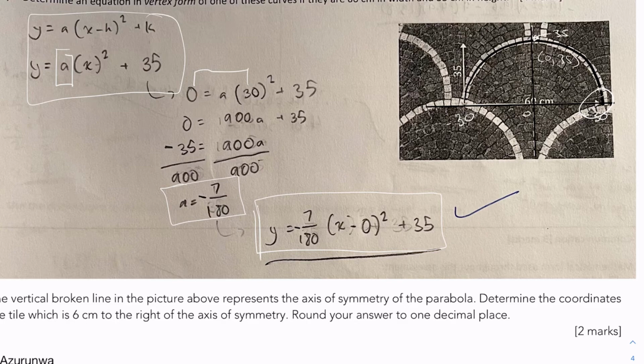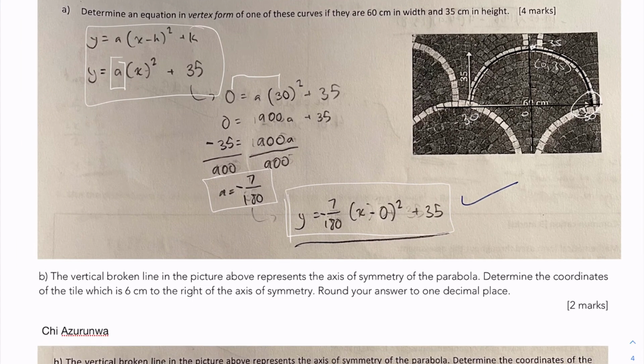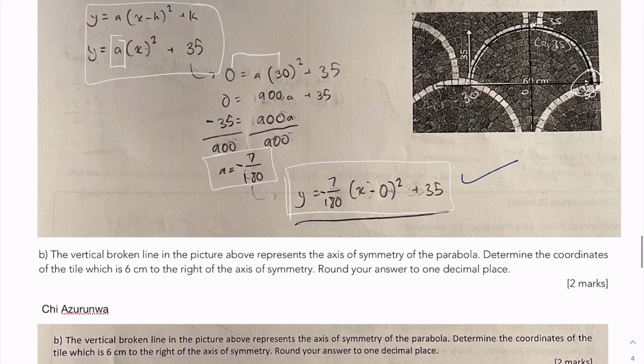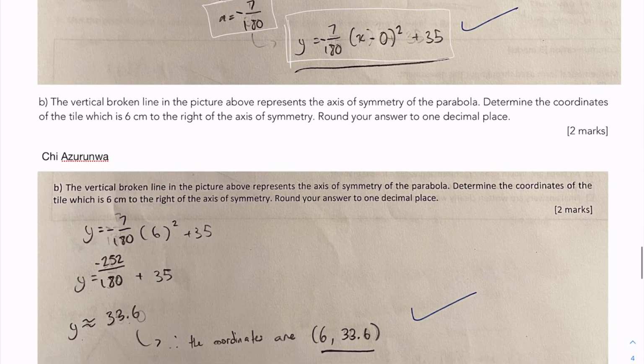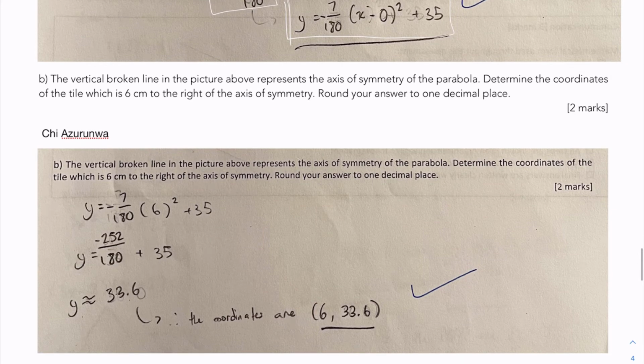That's fine, but if you can avoid it, use fractional notation. You can always round later if you need it on demand, but in this form it's probably best to leave it like that. So the next part of this question asks to determine the coordinates of a tile which is 6 centimeters to the right of the axis of symmetry. Round your answer to 1 decimal place.